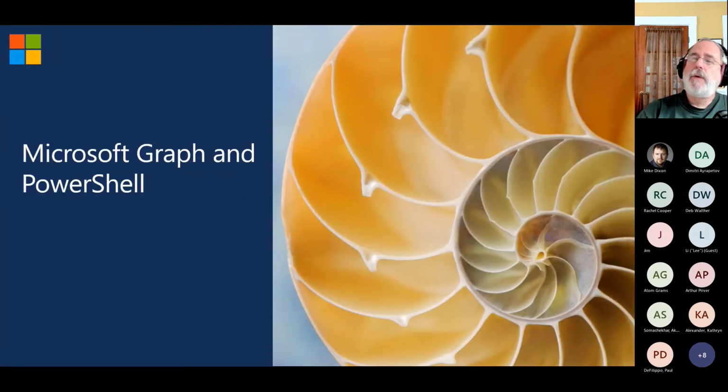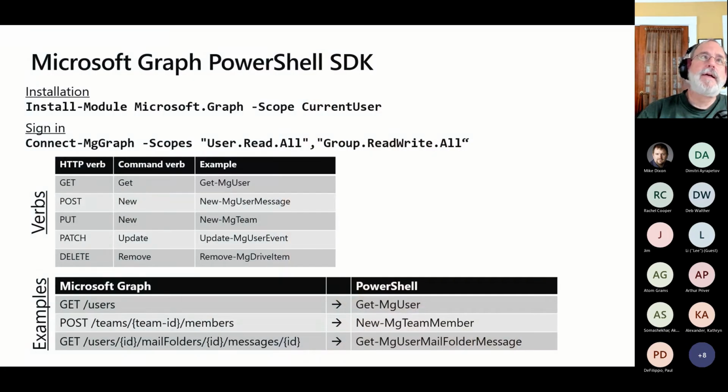PowerShell. So here's my little secret decoder ring for how to translate the Graph Explorer commands into PowerShell commands. You've got the verbs get, post, put, patch, and delete. This is a convention of all REST interfaces: get means read something, post means create a new thing, put is the same thing except for a slight difference, update is a patch, and delete is a delete.